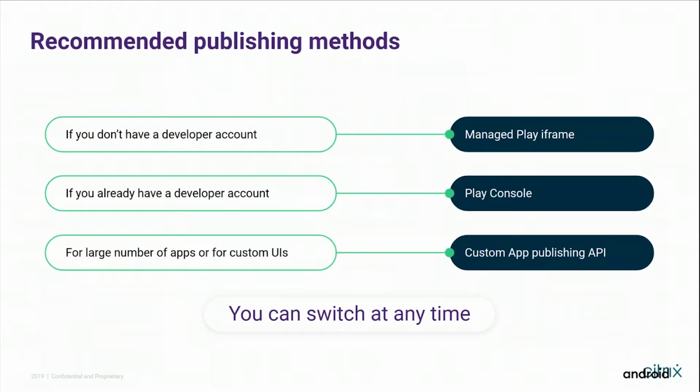And if you plan to publish a large number of private apps or are building your own internal publishing interface, then you certainly will want to use the API. So this is just a recommendation, and because you can switch methods anytime, your customers can start with any method without worrying too much about this choice, and they can change later if they find out that another method works better for them.